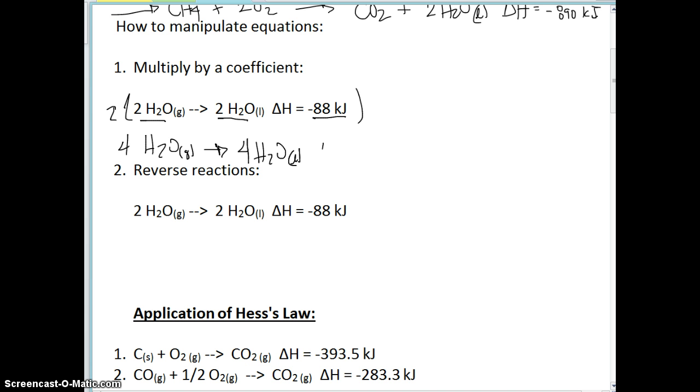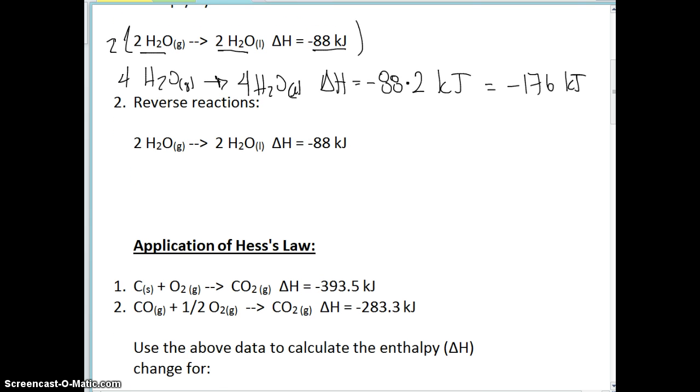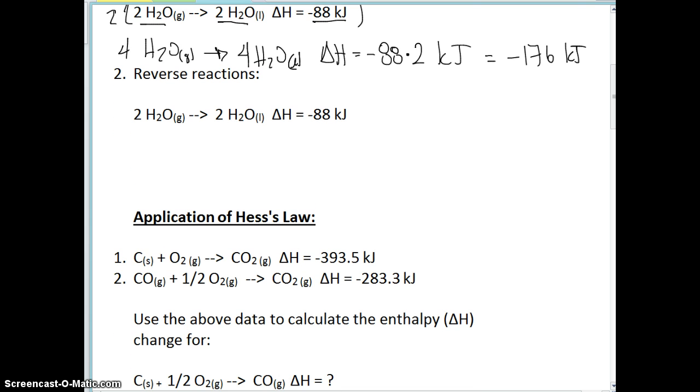What we would have to do is on our delta H value, we'd have to take negative 88 and multiply that by 2 to get our new value. I believe that comes out to negative 176 kilojoules there. So we sometimes have to do this in Hess's law problems, and we'll show you some examples of this. Also, we occasionally will have to reverse reactions, just again to get things the way we want them, and that'll make more sense once we do an application down here.